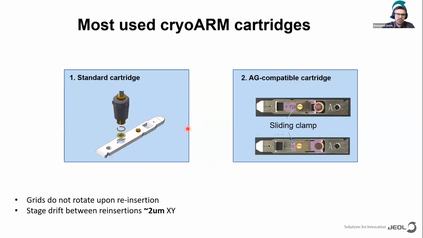So there's no need for any alignments, any readjustments that take into account rotation. Furthermore, the stage drift between reinsertions of the same sample is impressively minimal. It's around 2 microns in the X and Y. So this number becomes negligible when you're doing your low magnification work.